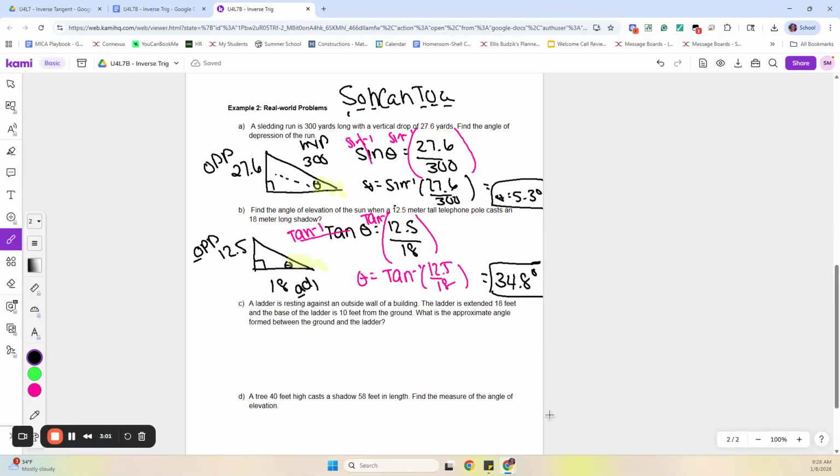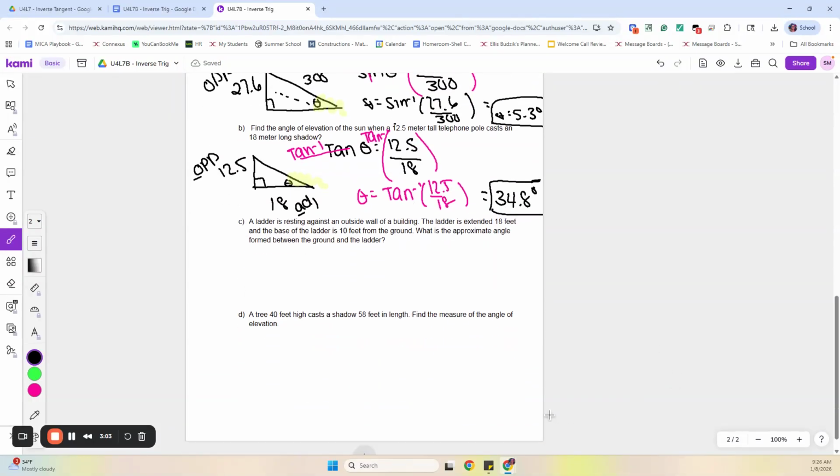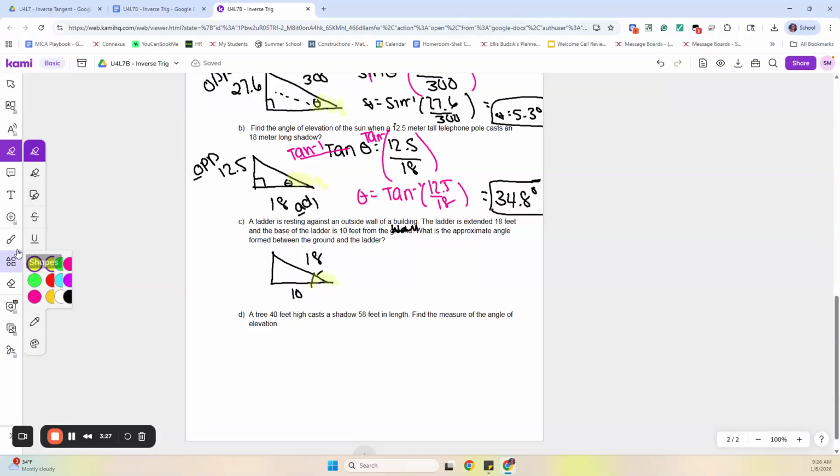degrees. Part C, a ladder is resting against the outside of a house. So we got something like that. The ladder is extended 18 feet and the base of the ladder is 10 feet from the, let's just say, wall. What is the approximate angle formed between the ground and the ladder? All right, so we're looking for that angle. So if we're looking for this angle, we got our adjacent and we got our hypotenuse over here.